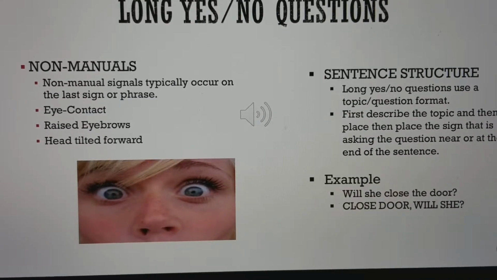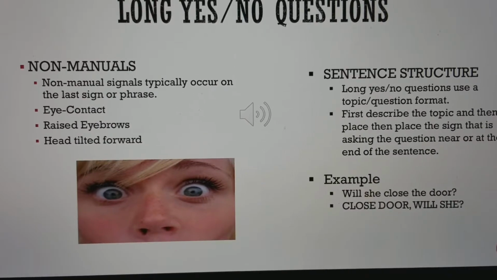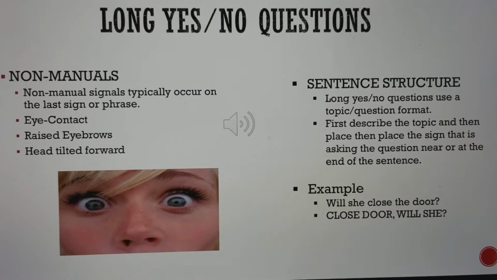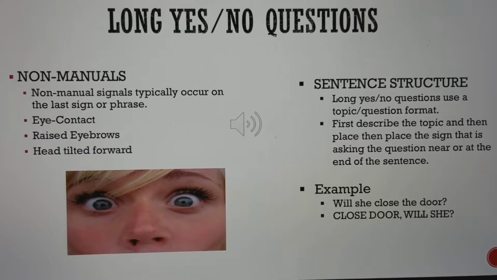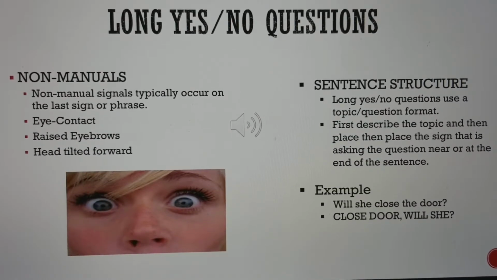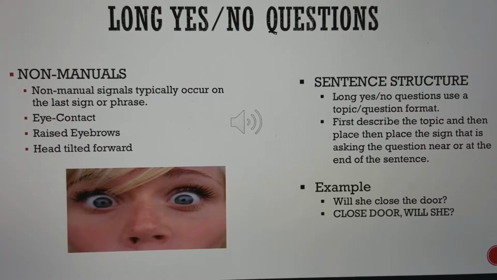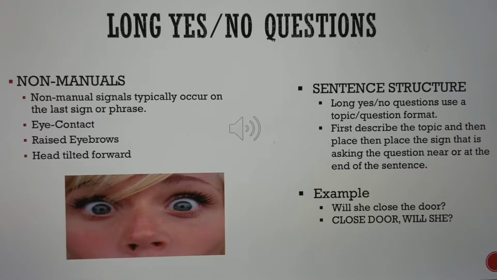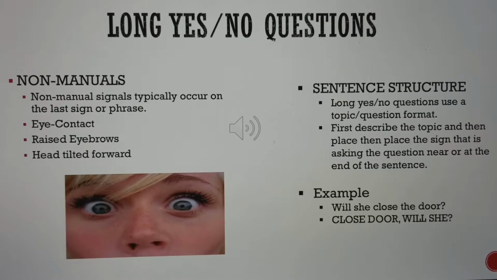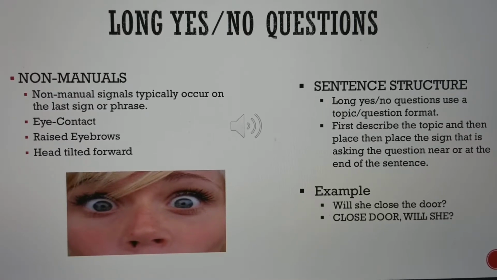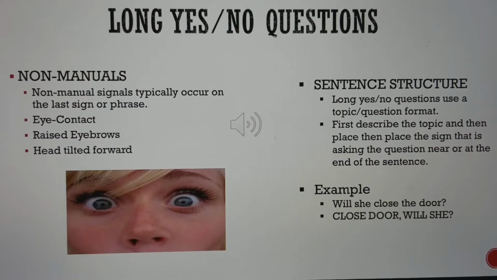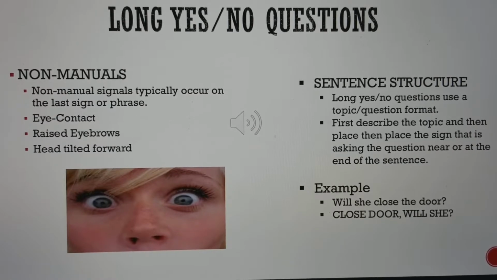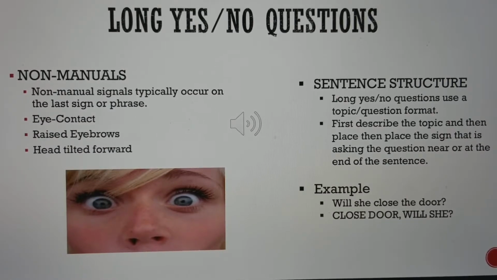So it's important here that you use your non-manuals, head tilted forward, raised eyebrows, and eye contact. All typically occur on the last sign of the last phrase. So in this case, you would sign closed door, and then you would really emphasize the non-manuals with will she. Important to remember with long yes-no questions.